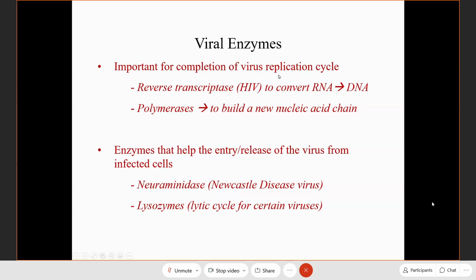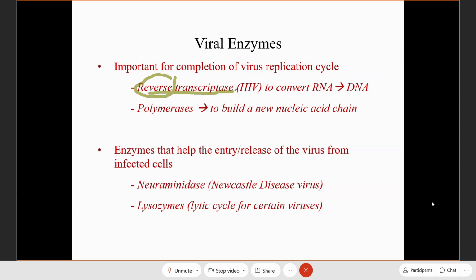This is actually something that you need to know about this enzyme. Viruses require enzymes for them to replicate. This one, you know: reverse transcriptase. Reverse, you know the word reverse here.